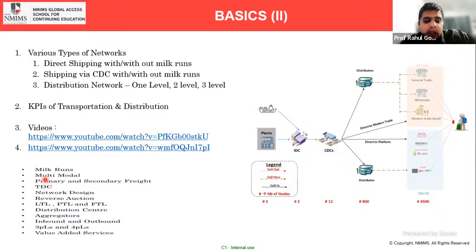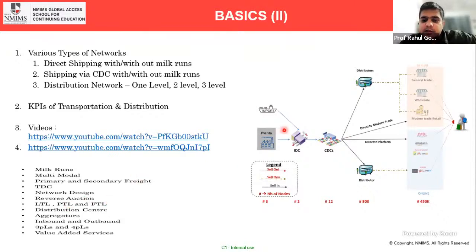Okay. TDC is total distribution cost, which is the end-to-end cost of servicing a consumer, right? Network design, anyways, is how many warehouses you should have, how many factories you should have, right? What should be the route of a product from import to IDC to CDC to consumer.